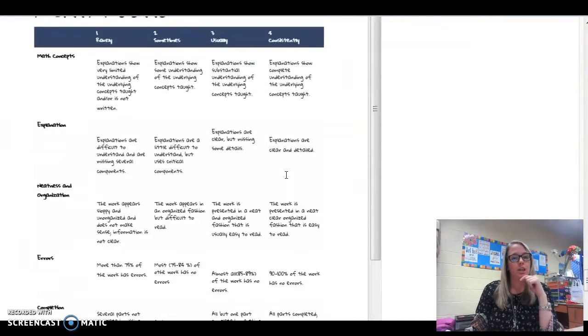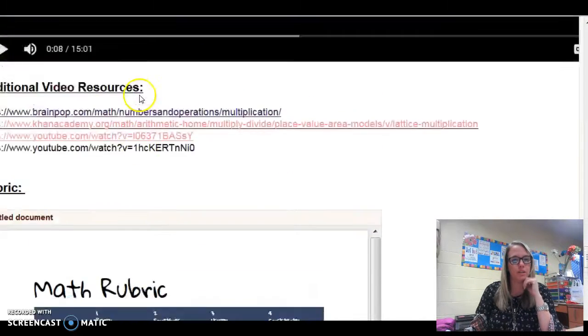There's a rubric here so that you know what defines what work is a 1, a 2, a 3, or a 4. A 4 means that you consistently demonstrated these things, usually, sometimes, and rarely. So I think we're pretty familiar with those.